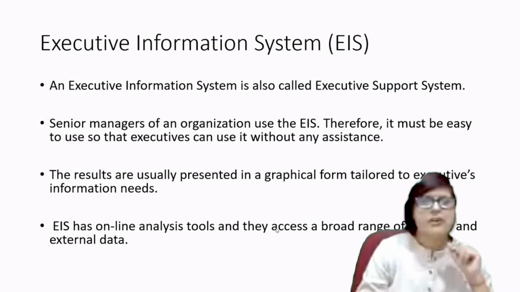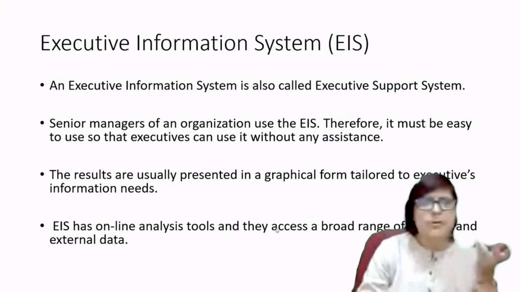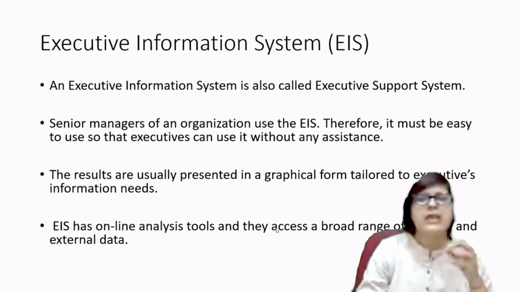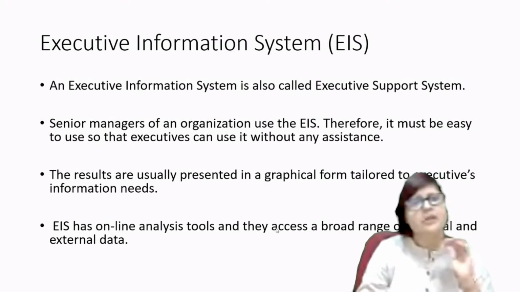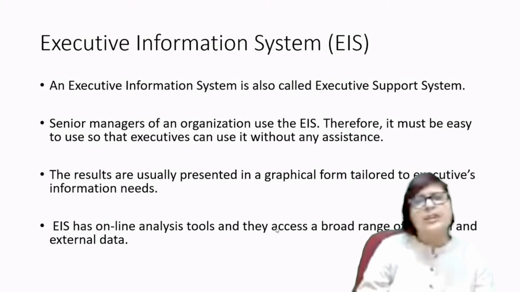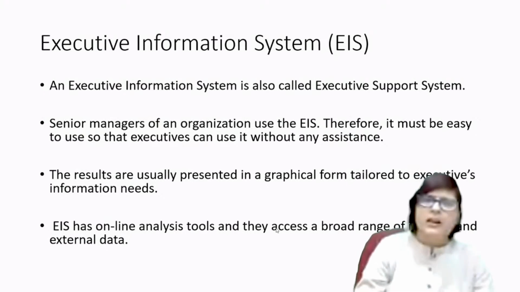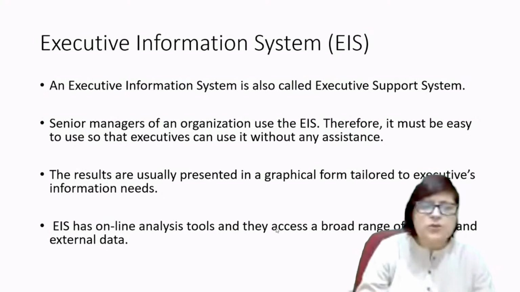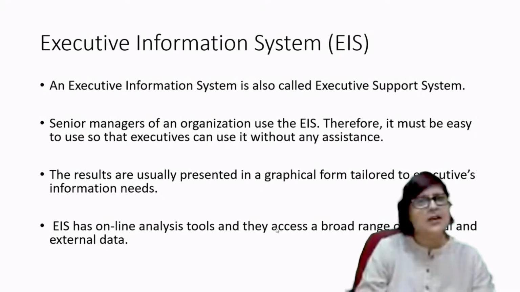Next type of information system is EIS, Executive Information System. Executive Information System is also known as Executive Support System, right? Senior managers of the organizations use EIS, and when the senior managers use this, it must be easy to use, so that the executive can use it without any assistance. It should be easiest to use.